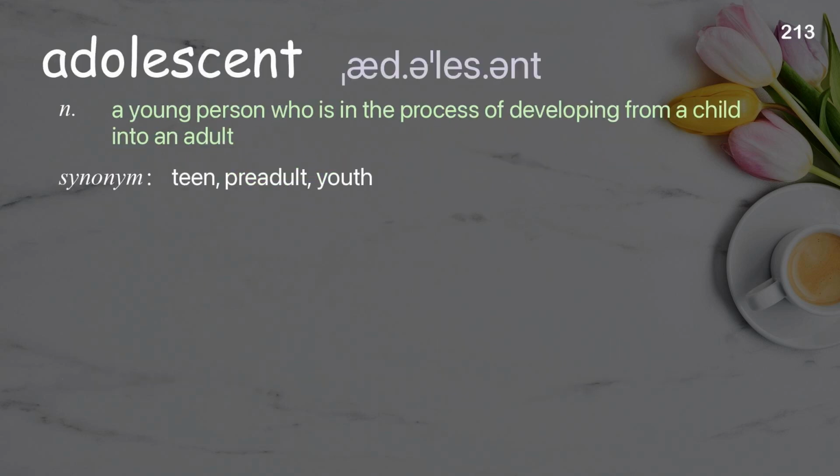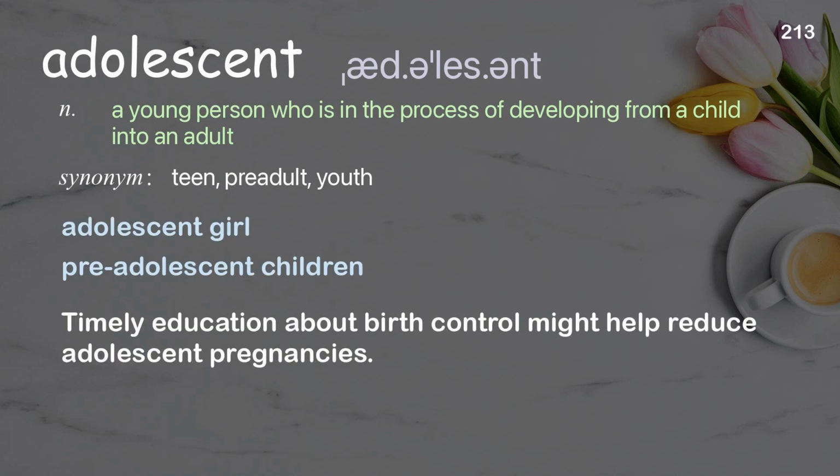Adolescent. A young person who is in the process of developing from a child into an adult. Examples: Adolescent girl. Pre-adolescent children. Timely education about birth control might help reduce adolescent pregnancies.